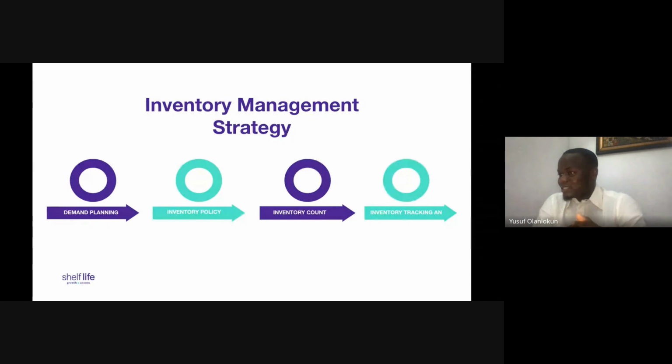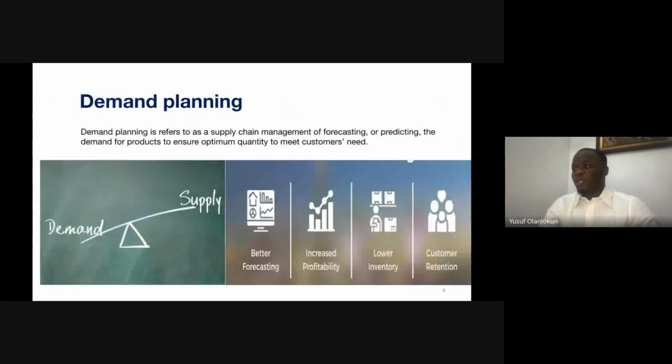Then inventory count. That's also important, especially when it comes to inventory control. Like I mentioned about how to mitigate expiry, you want to do FIFO, first expiry, first out, and other strategies. It's majorly about getting the right data. And when it comes to demand planning, also, you need the right data to inform your planning. So the last one is inventory tracking, which is similarly important. We're going to talk more about that.